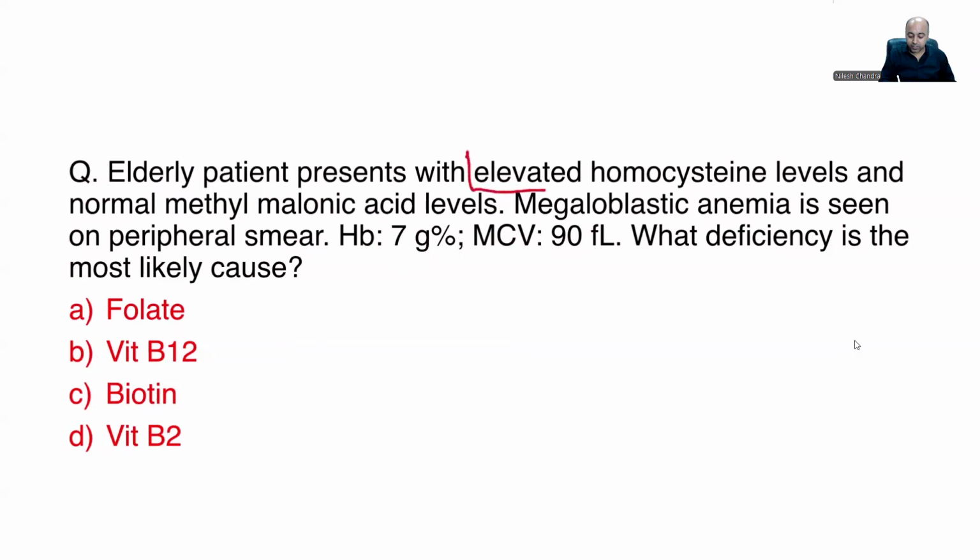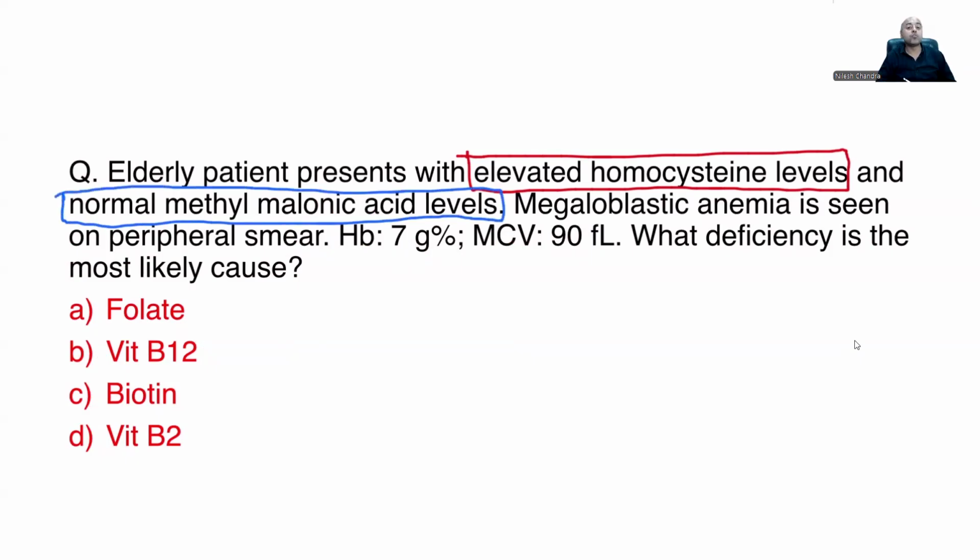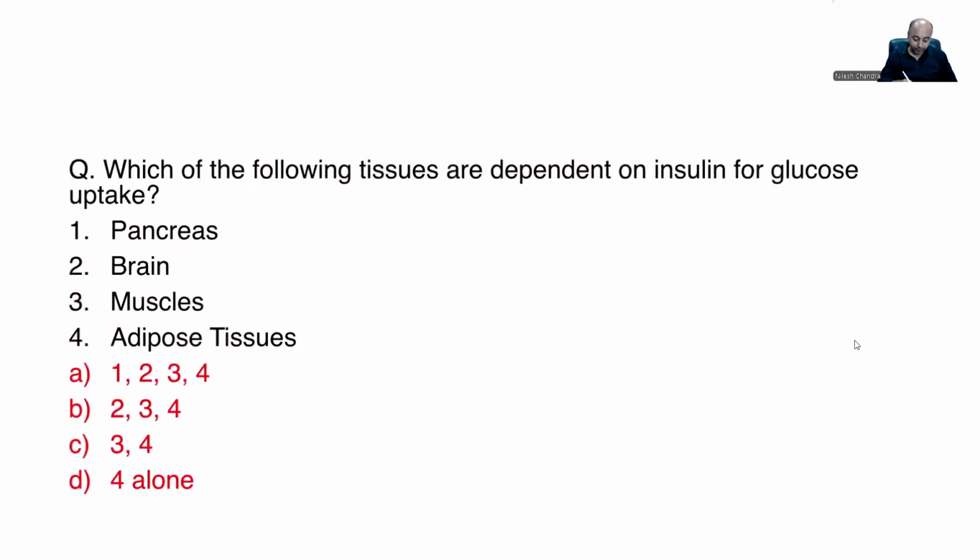Please note, elevated homocysteine levels can be seen in both folate and B12 deficiency, but at the same time, normal methylmalonic acid level rules out the B12 deficiency. So you're left with the folate. So here the correct answer is folate deficiency, because if it were the B12 deficiency, then methylmalonic acid levels will be elevated. Methylmalonic acid cannot be metabolized to the succinyl coenzyme A in absence of the vitamin B12. There we get the methylmalonic aciduria, because methylmalonic acid levels are quite high.